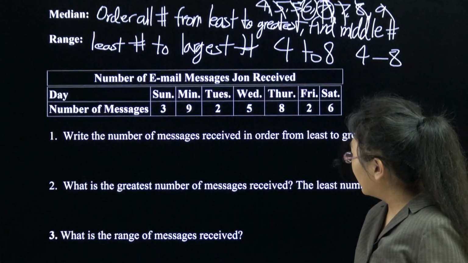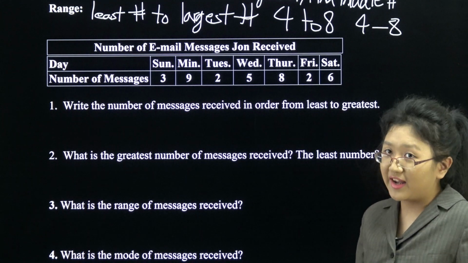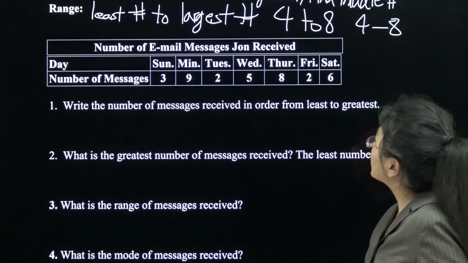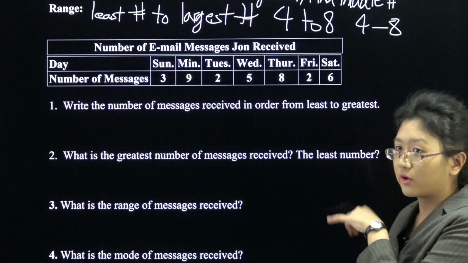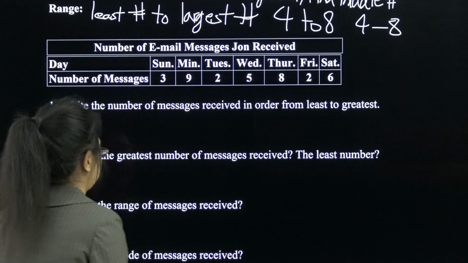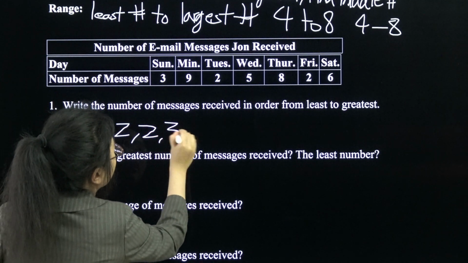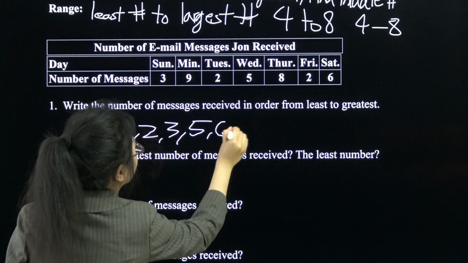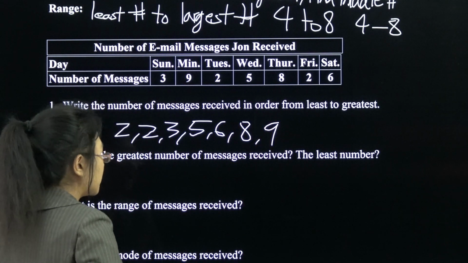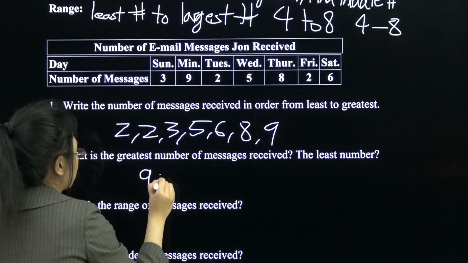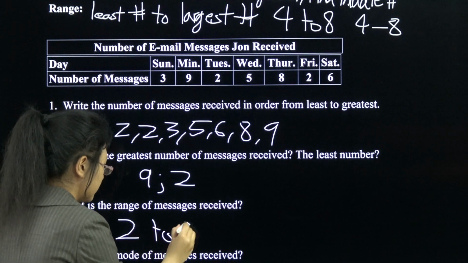Now, over here, we get a different set of numbers and different data, because it says number of email messages John received. So the number of messages received in order from least to greatest. This is how you figure out median. Least to greatest, 2, 2, 3, 5, 6, 8, 9. What is the greatest number of messages received? The least number. So the greatest is 9 and the least number is 2. So the range would be 2 to 9.